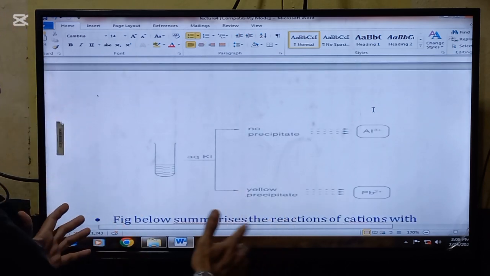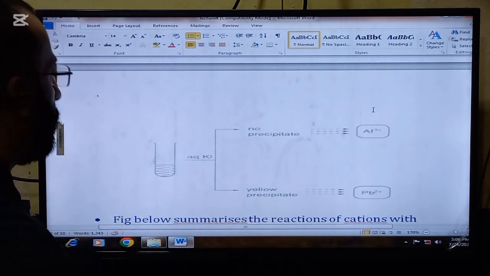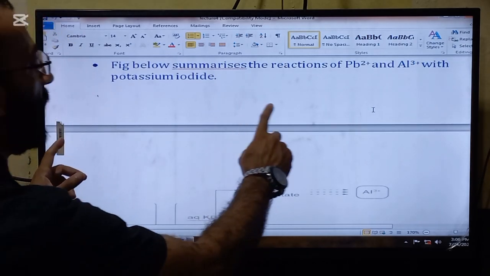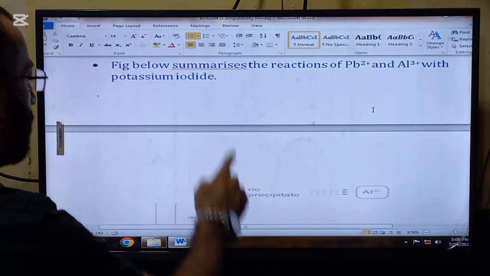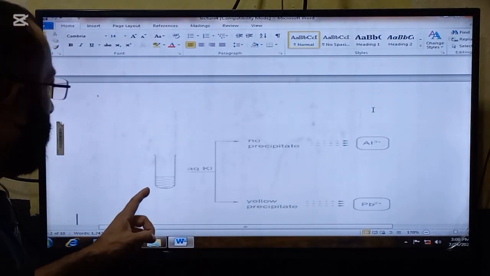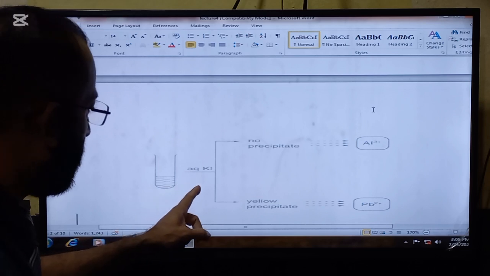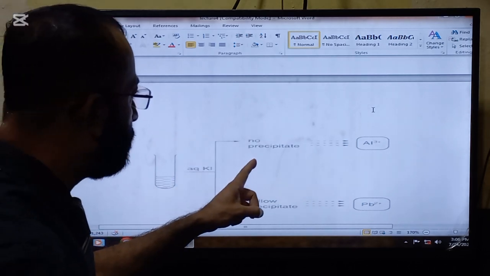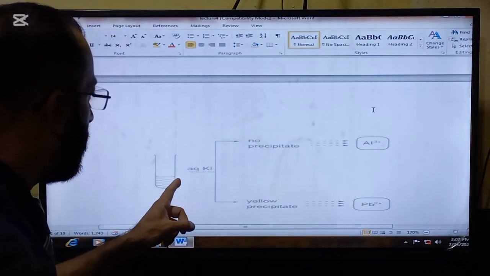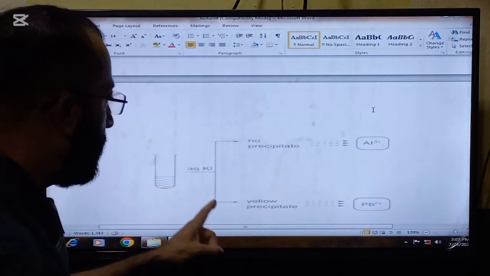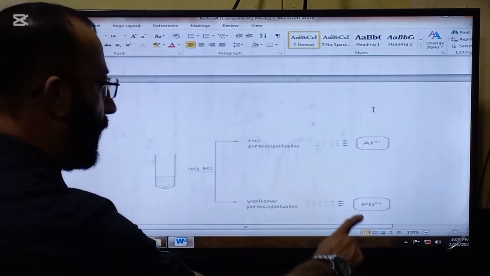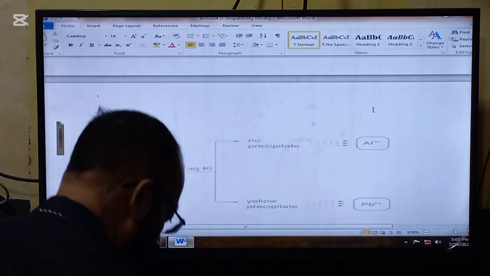So this is another figure which you have to learn. Look now, the reaction of the lead and aluminium with the potassium iodide. When reacting with aqueous KI, if no precipitate is formed, that will be Al3+ ion. And if reacting with aqueous KI, a yellow precipitate is formed, then that will be Pb2+. So this is another figure that you have to learn.